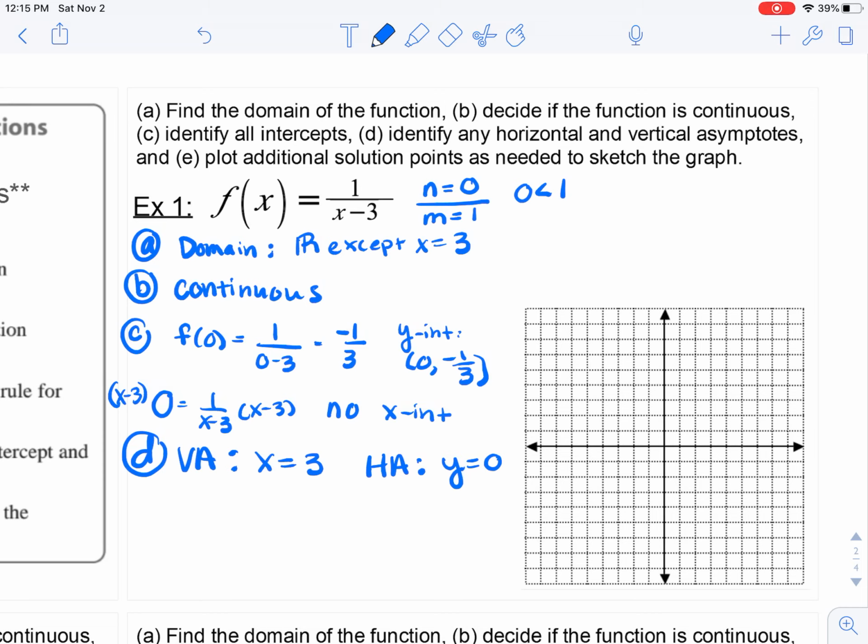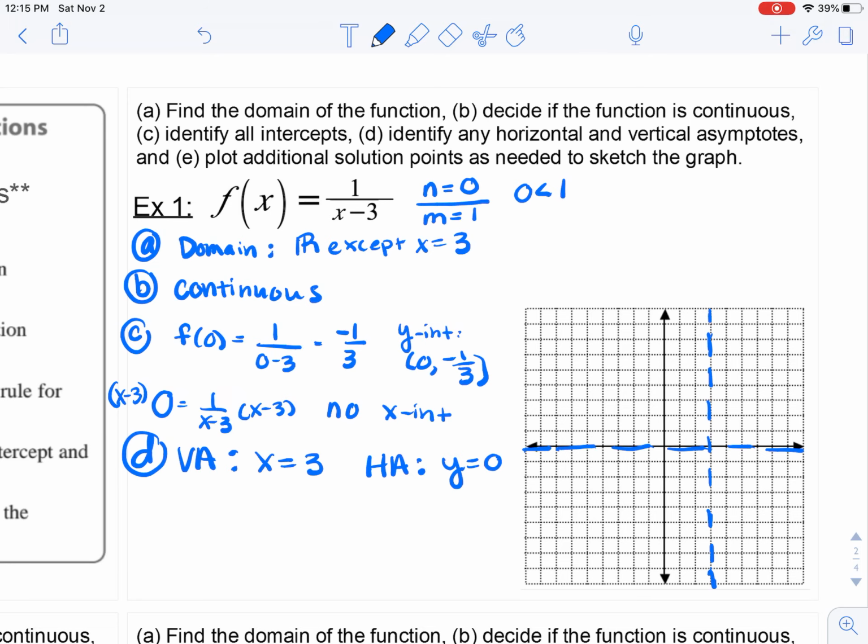So let's start plotting these asymptotes so we can kind of see what's happening on the graph. So at x equals 3, we have a vertical asymptote. At y equals 0, we have a horizontal asymptote.